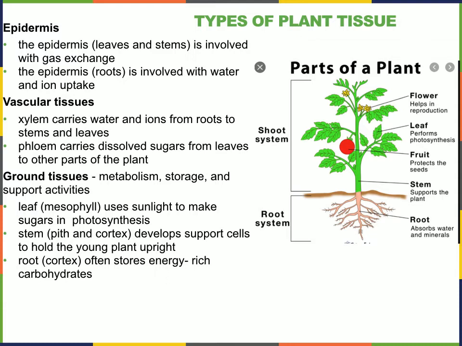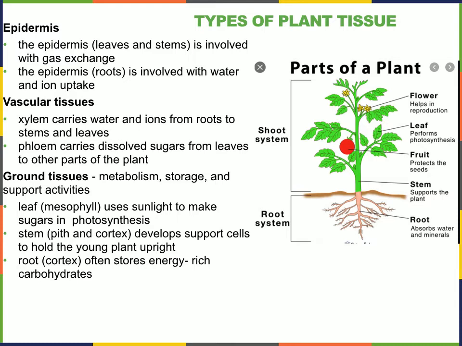Okay, so the types of plant tissue, and these plant tissues are organized into a shoot system and a root system. The shoot system is designed to get the plant exposed to sunlight so photosynthesis can occur, usually in the leaves, but sometimes also in the stem. And then it also will carry the reproductive parts, the flower and the fruit. And then it will contain, inside the stem usually and extending to the leaves, the vascular tissues: xylem that carries water and ions from the roots to the leaves, and phloem, which will carry dissolved sugars and other organic molecules to other parts of the plant, in particular the roots.